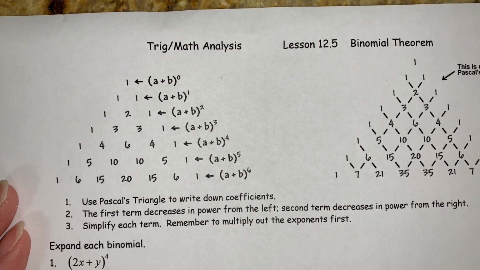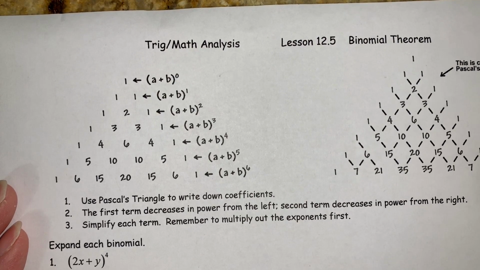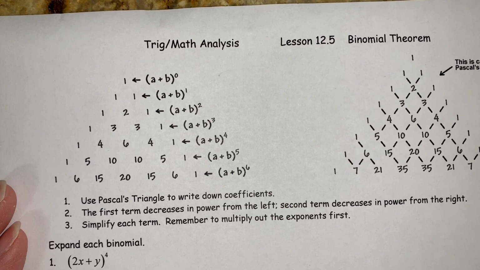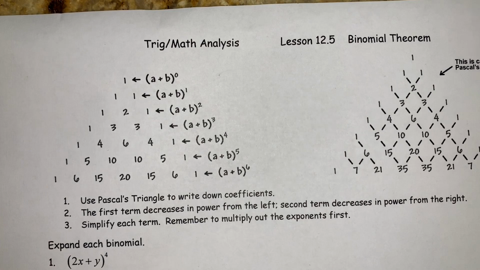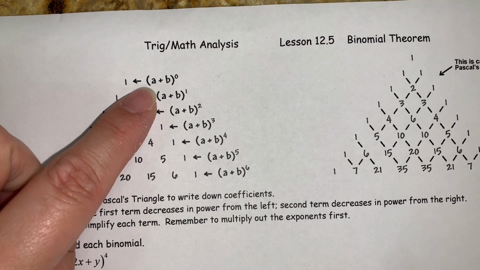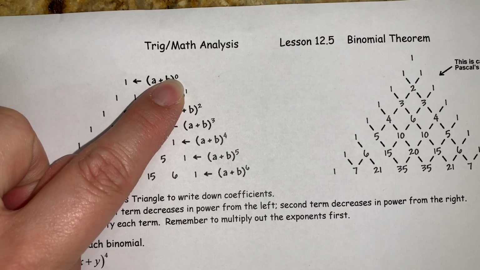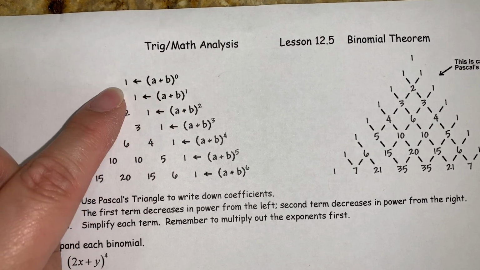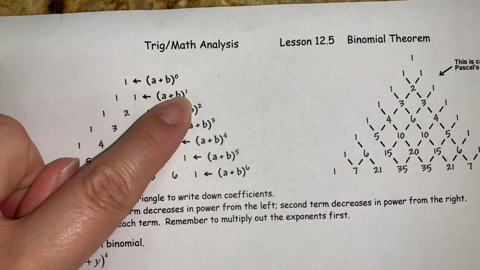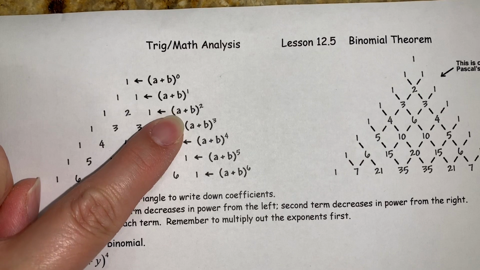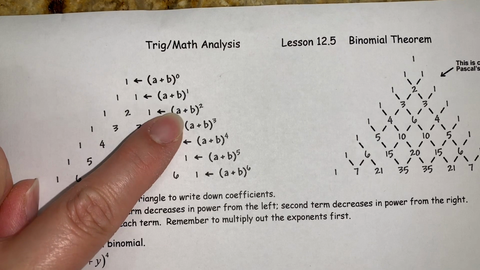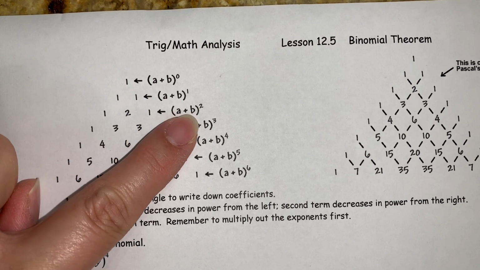Lesson 12.5, Binomial Theorem. This should go on page 41 in your notebook. The binomial theorem is a way that allows us to multiply out two terms to a specific power. So when you have two terms like so, a plus b to the 0 power, anything to the 0 power is 1. A plus b to the 1 power should be itself, so the answer should be a plus b. When you square it, you get a squared plus 2ab plus b squared.